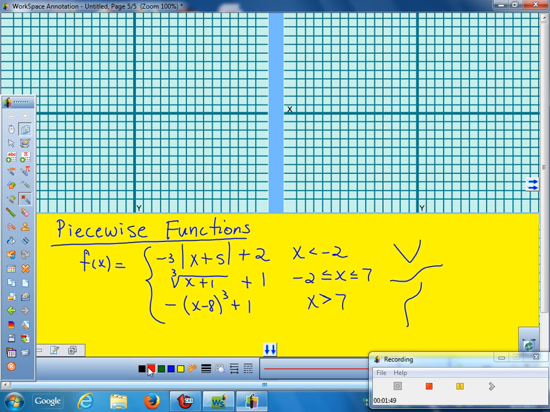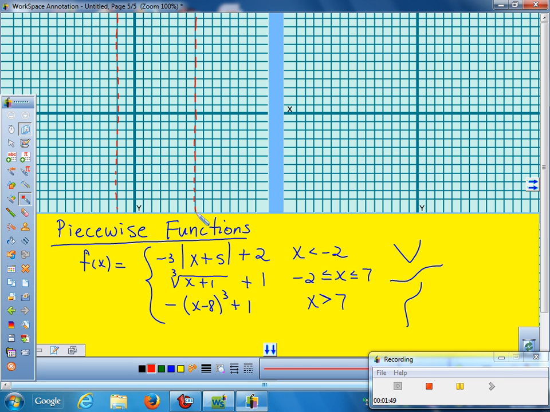Where is this going to change? The graph is going to change at -2 and +7, isn't it? So I recommend that you put a little dotted line. This is not an asymptote, it's just a barrier line. Put yourself a dotted line at -2 and 7, the numbers out here that tell you where the functions change. So this first piece can only be graphed left of -2.